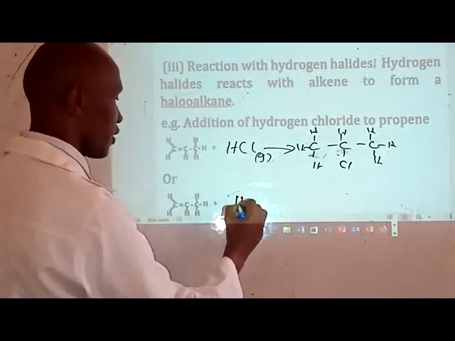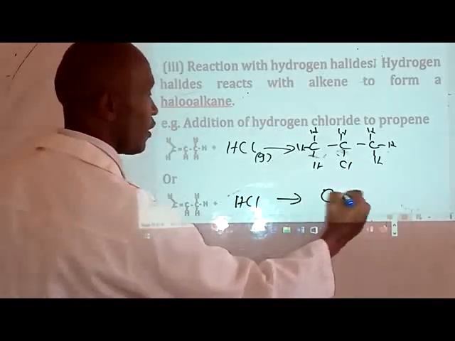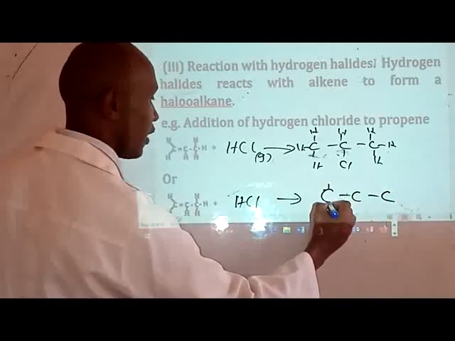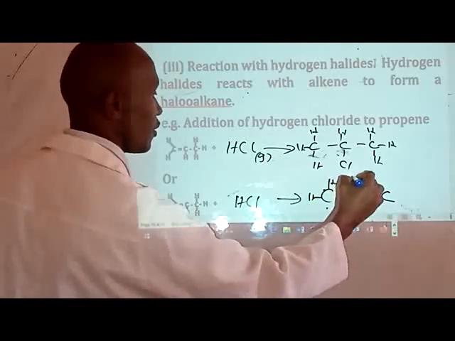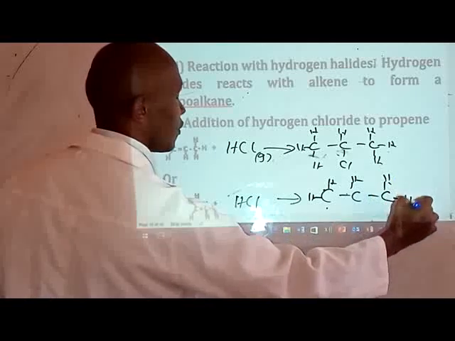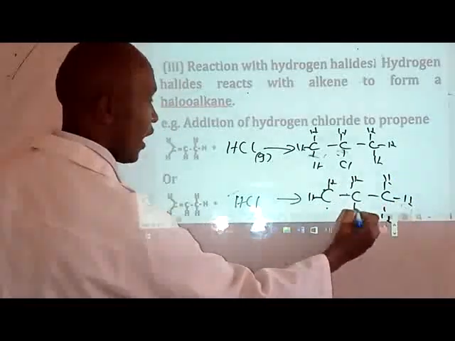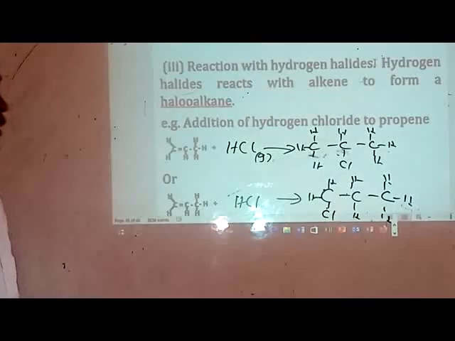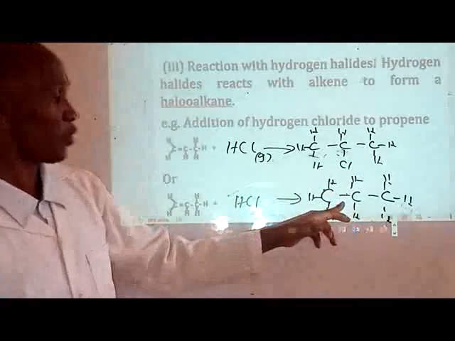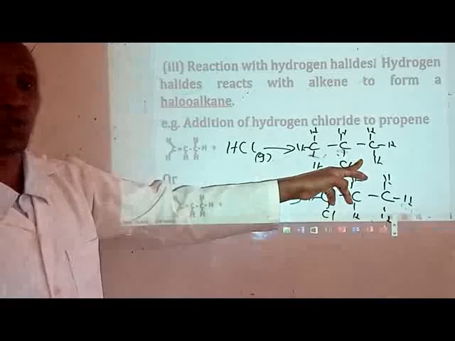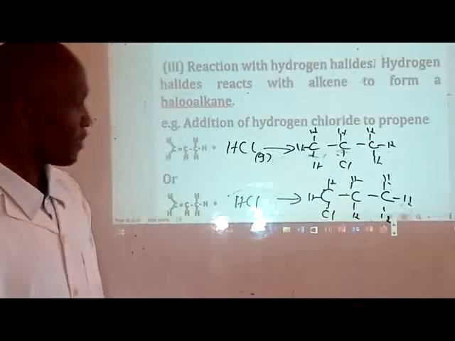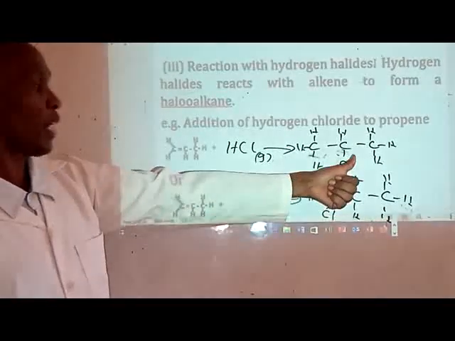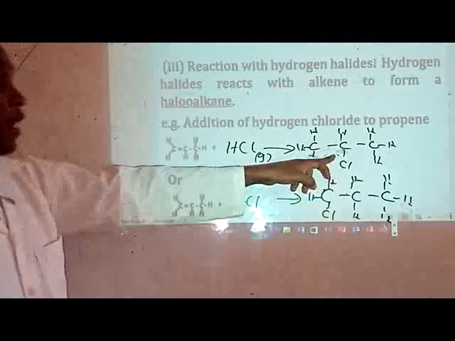Alternatively, I can break the double bond again and then put the hydrogen there and the chlorine there. So there are two possible products: 1-chloropropane or 2-chloropropane. Now from observation, the main product is this, the 2-chloropropane.